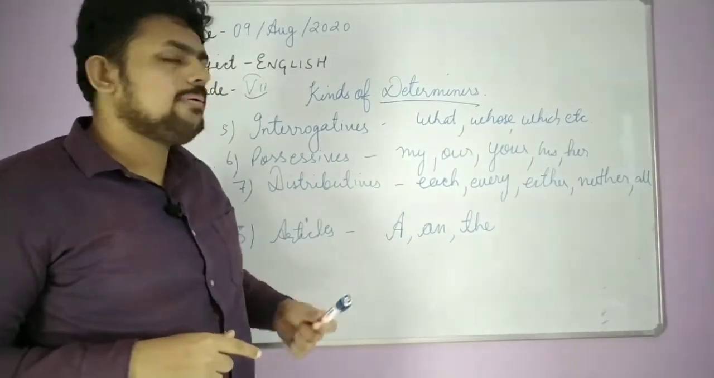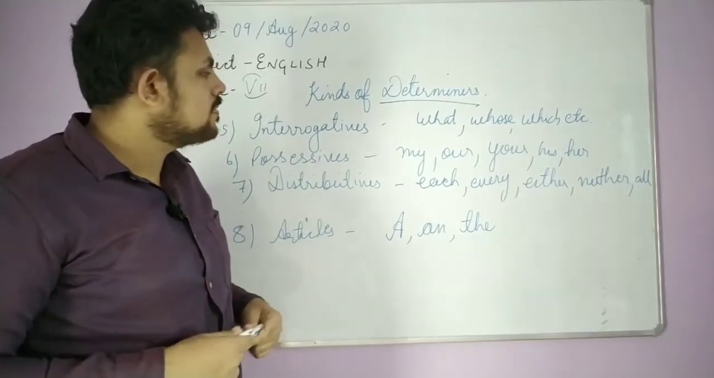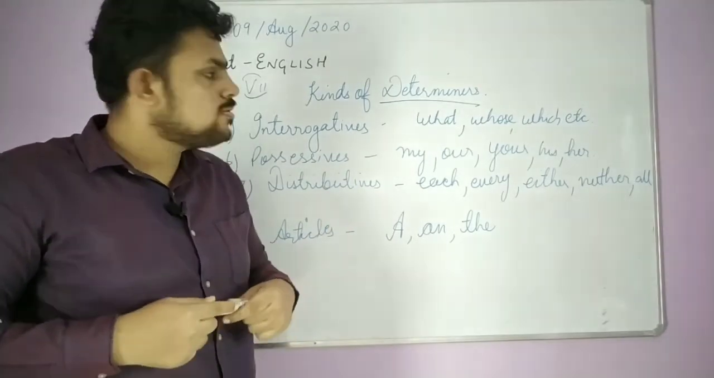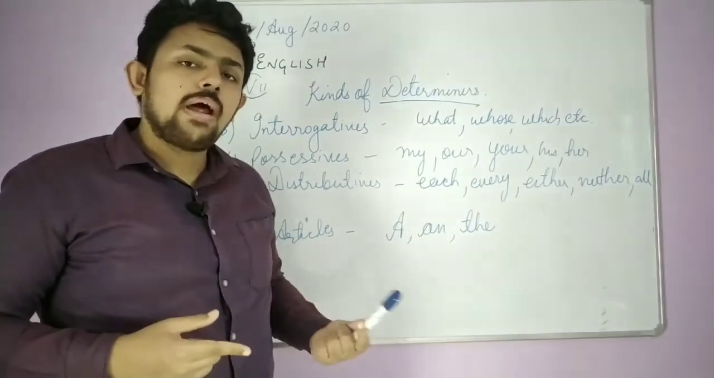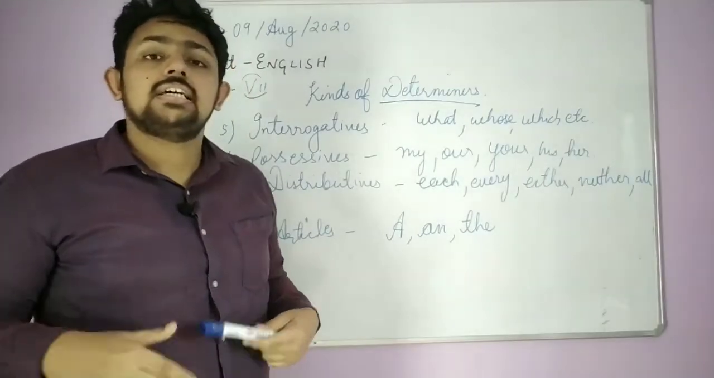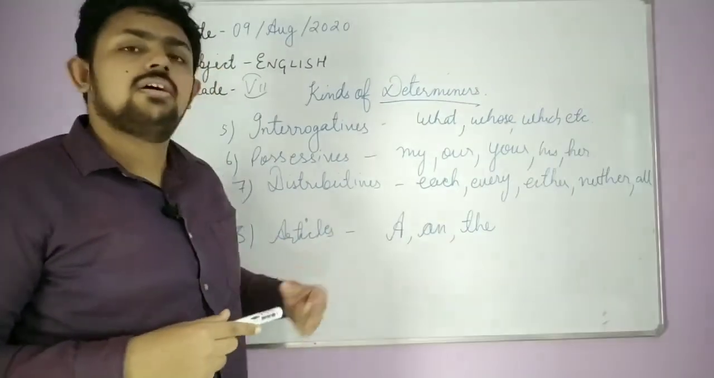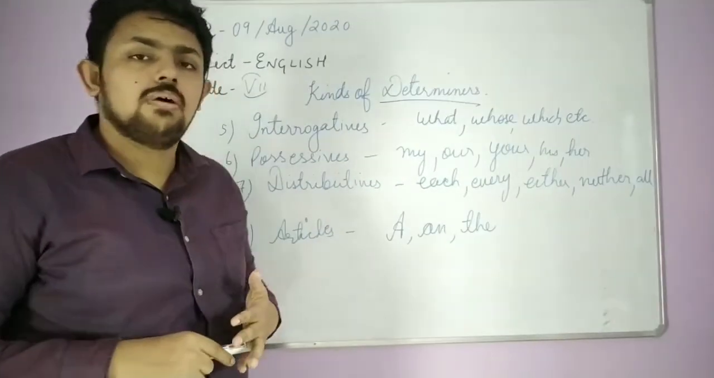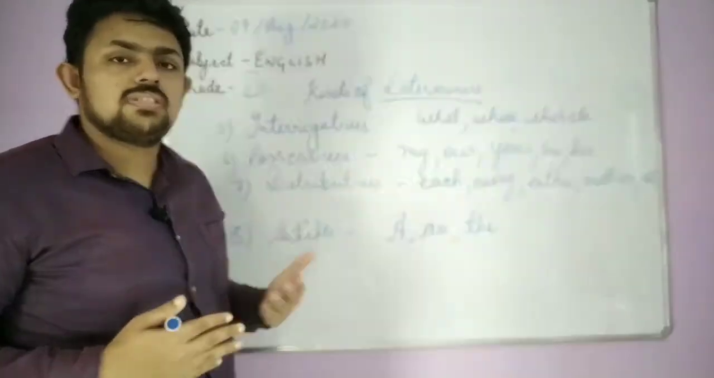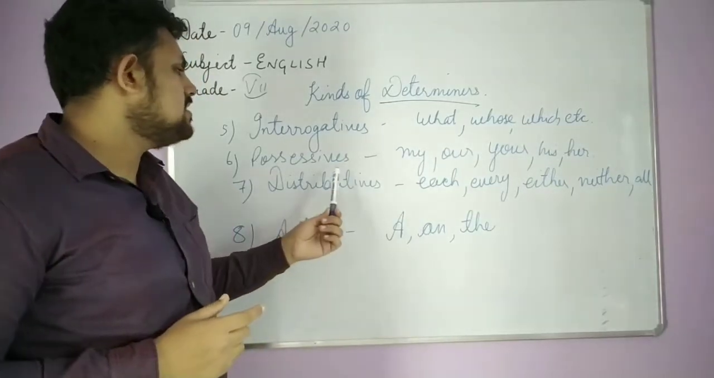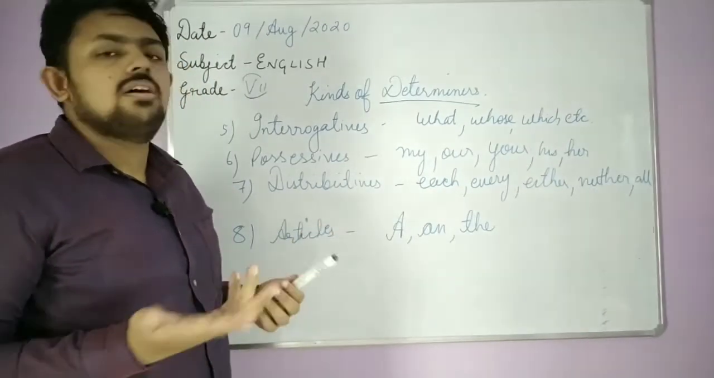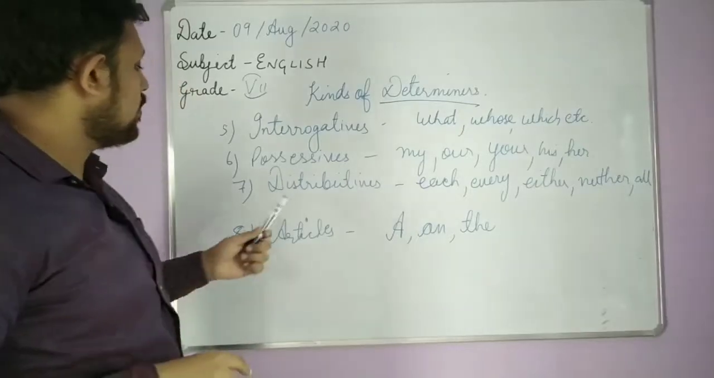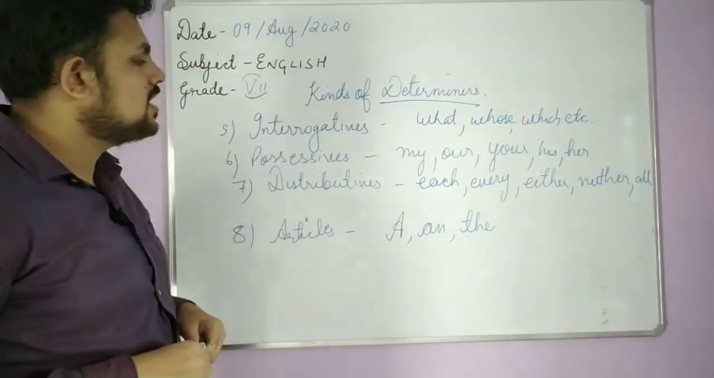See, my: this is my book. Our: this is our house. Your: that is your bed. His: that is his shirt. Her: that is her umbrella. So when we show some belongingness, some possession, we use these determiners, and these are used before a noun. Now we have the distributives.